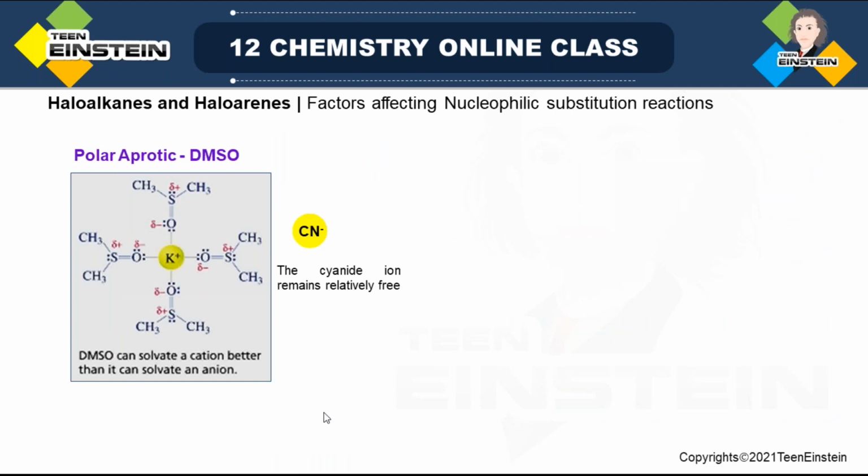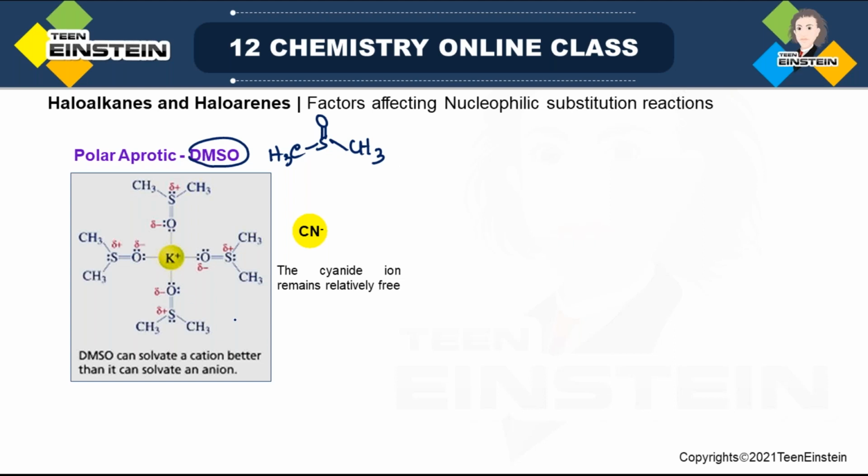Next we'll see solvation effect. When we discuss solvation effect, it means the solvent will have some feature that will stabilize the positive charge or negative charge, that is cation or anion. Now here we have taken the solvent DMSO. Remember the structure of DMSO? CH3, S double bond O, CH3. This is a polar aprotic solvent.